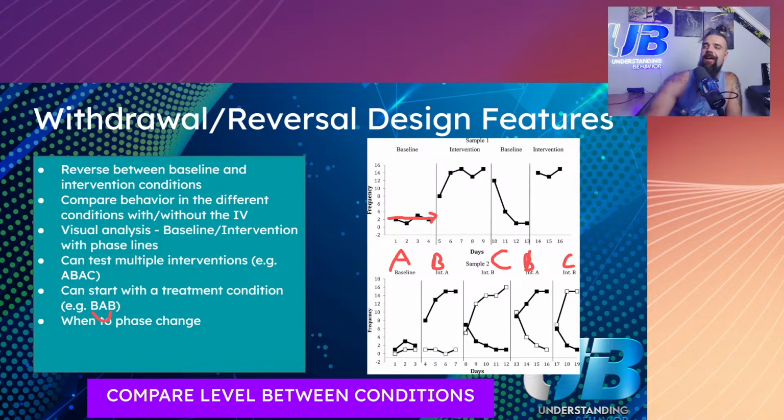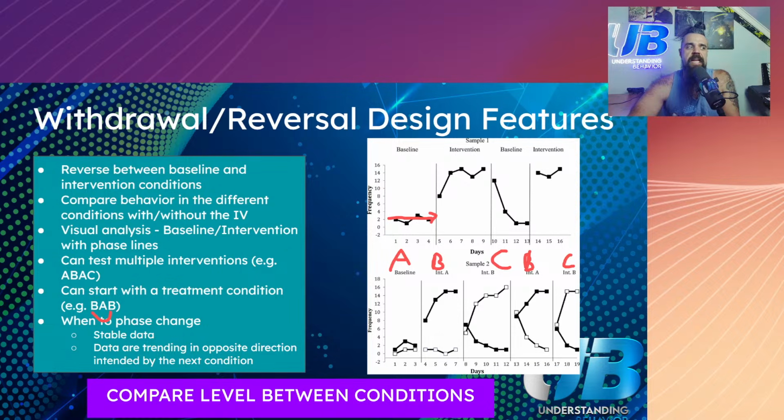Nice. Lots of you recalling this from last week. So stable data is one pattern that we could look for. The other pattern is if the data are trending in the opposite direction intended by the next condition. Let's look at our second baseline over here. This is not a very stable chart, but we still did a phase change. If we were to draw this trend line, we see it's rapidly descending here. This is not a stable trend, but we still did a phase change.